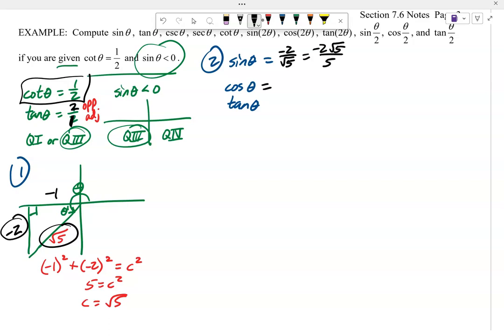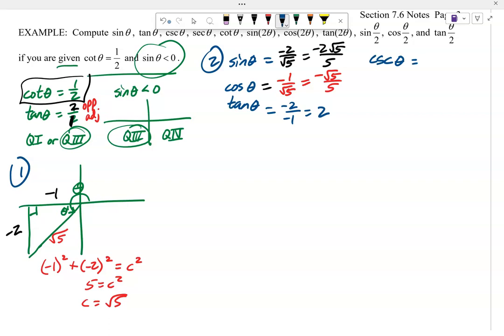And there we go. Cosine is adjacent over hypotenuse. So -1 over √5, which gives me -√5 over 5. And finally, tangent is opposite over adjacent. So 2 over 1, we got 2. So there's our tangent. Now we flip those over.